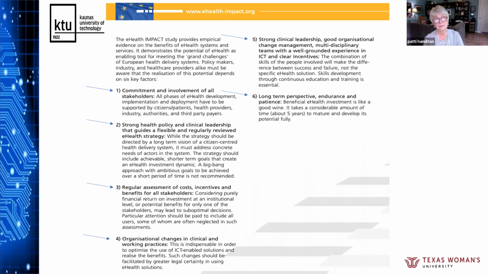There has to be a commitment and involvement of all stakeholders, from the people who are going to use the system, the citizens and patients, to people who are going to provide care, to the industry itself, to legal authorities and third-party payers. Whoever's paying for the service is certainly a stakeholder in the kind of e-health system that is going to be developed in Lithuania or anywhere else in the world.